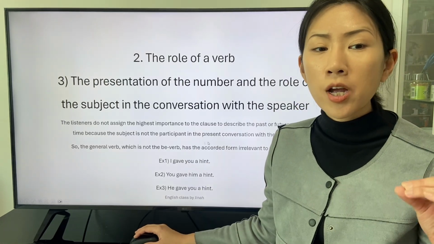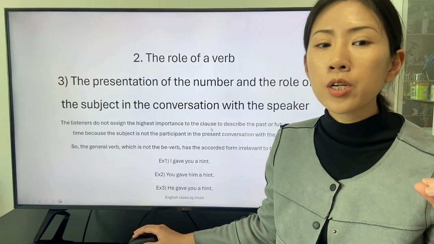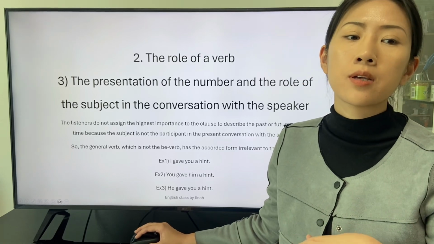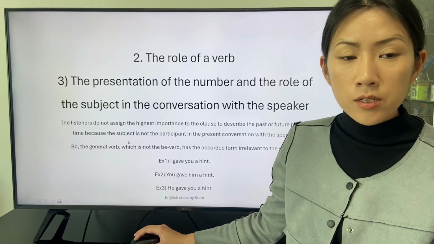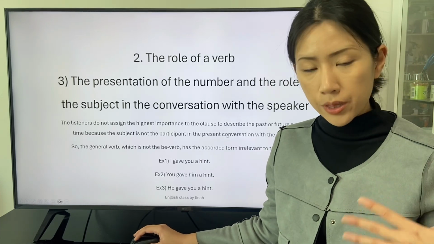The listeners do not assign the highest importance to the clause to describe the past or future point in time because the subject is not the participant in the present conversation with the speaker.